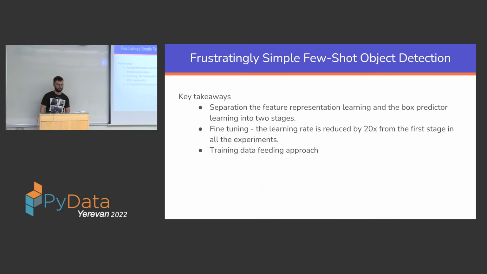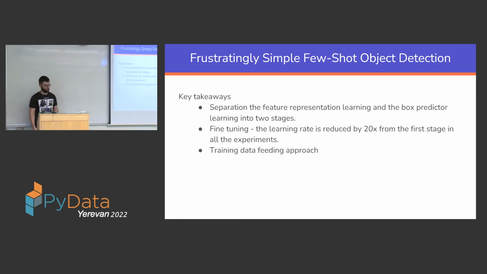So the key takeaway from this paper was that they wanted to achieve a separation between feature representation learning and box detector learning. That's why it is a two-stage process, and they achieve it with this kind of training.